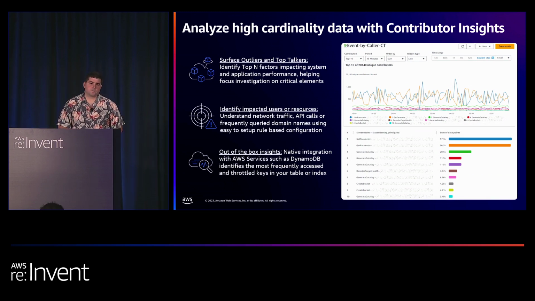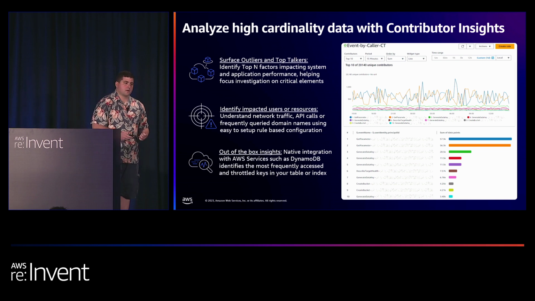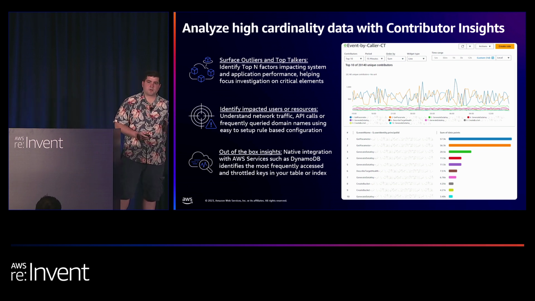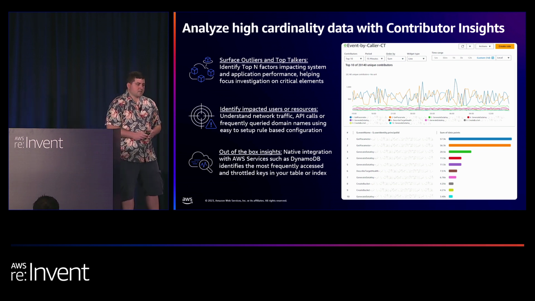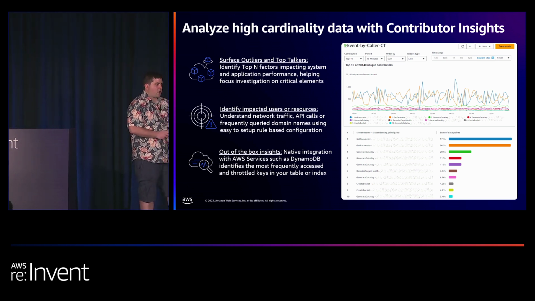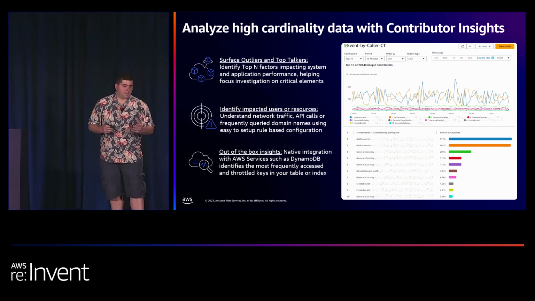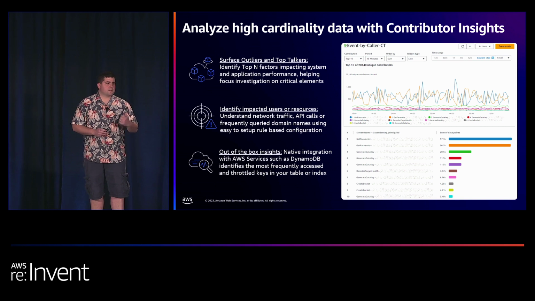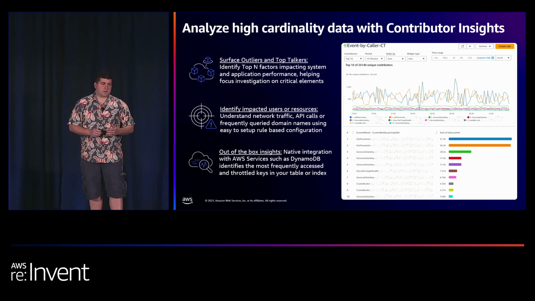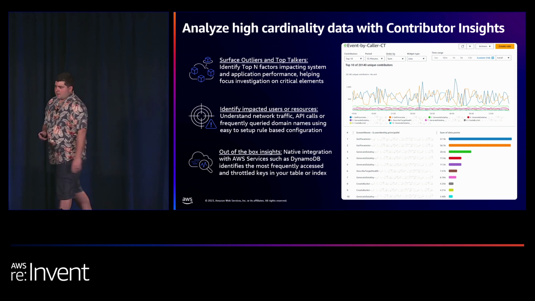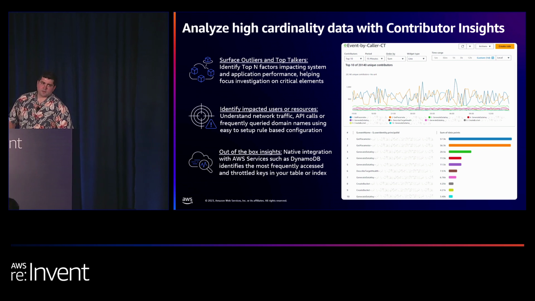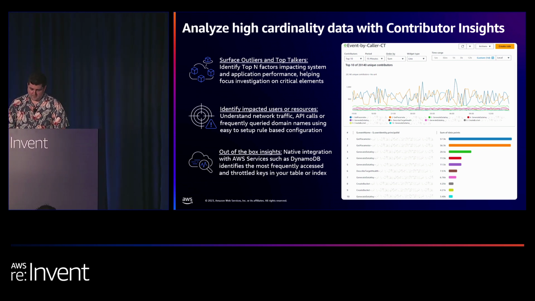So Contributor Insights will look at unique combinations in your log data to pull out top contributors for those combinations of events. Specifically, it can help find outliers and top-end contributors, identify things like impacted users, impacted nodes, and it has out-of-the-box insights for direct service plugin with DynamoDB, and a whole bunch of example rules. But I do feel that this one is a little bit easier to show than tell. So let's go ahead and jump into another demo here.